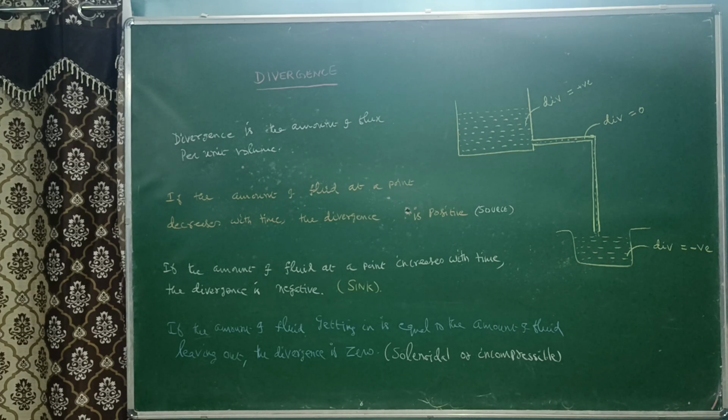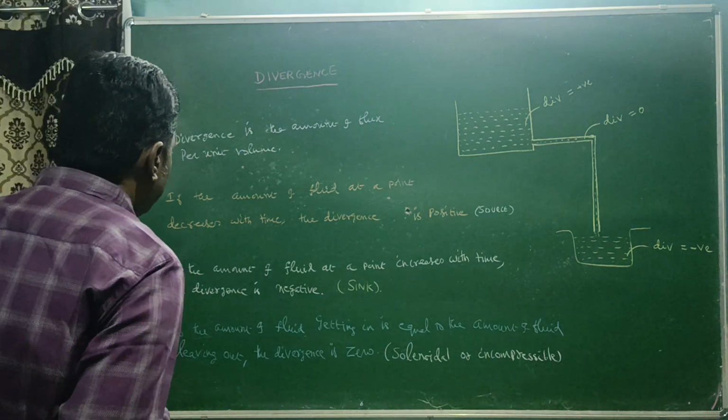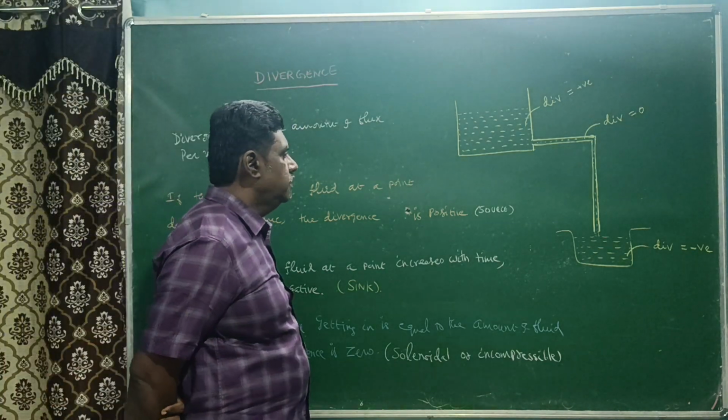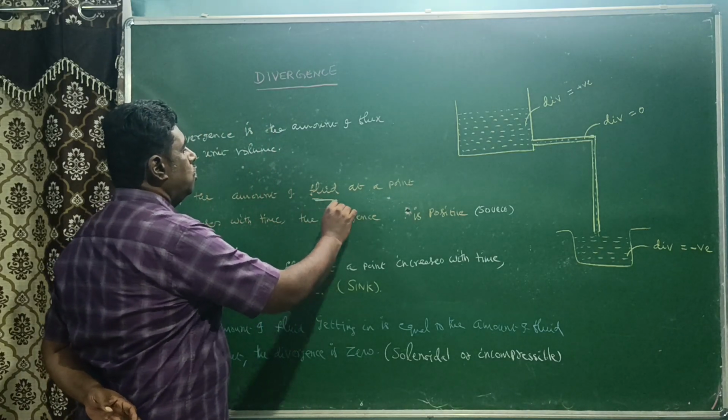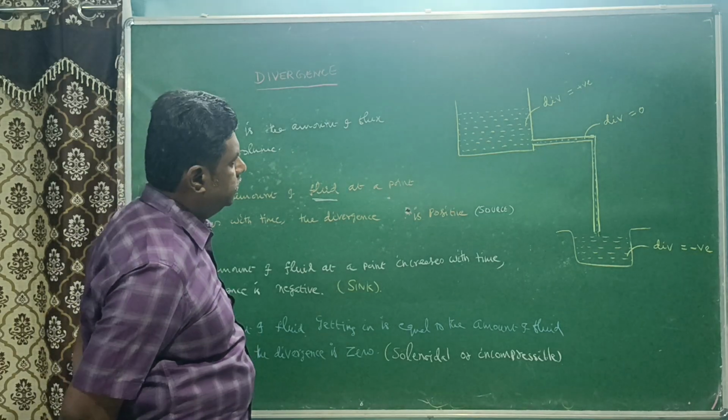In the present discussion, we have to concentrate on divergence of a vector. The concept of divergence plays a vital role in fluid dynamics. Divergence is the amount of flux per unit volume. If the amount of fluid at a point decreases with time, the divergence is positive. Here fluid stands for both liquid and gas.